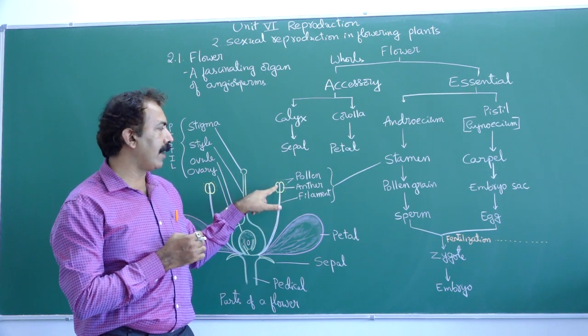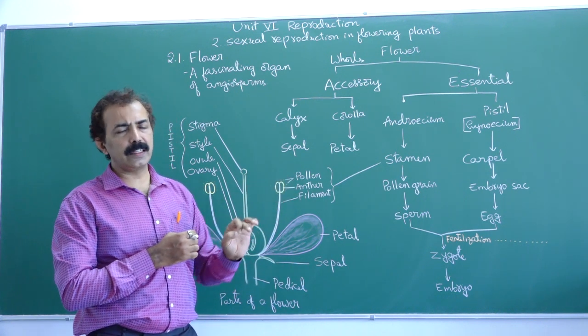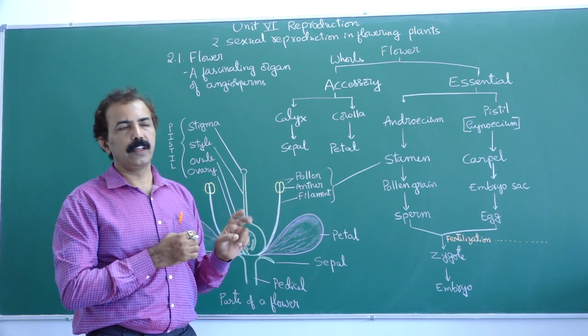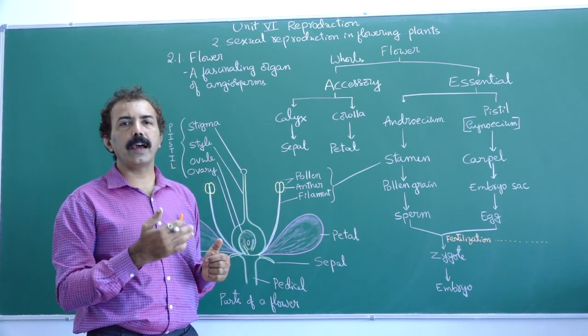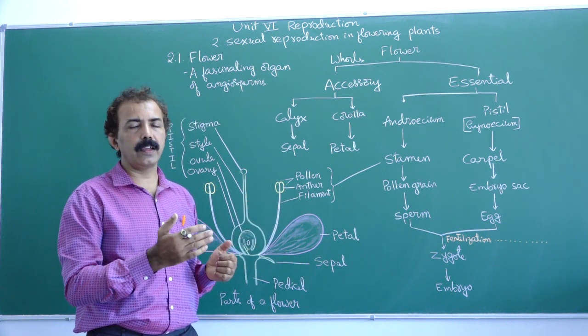Filament ends in anthers. Generally there will be 2 anthers. So you call this stamen a dithecous stamen, where di means 2.